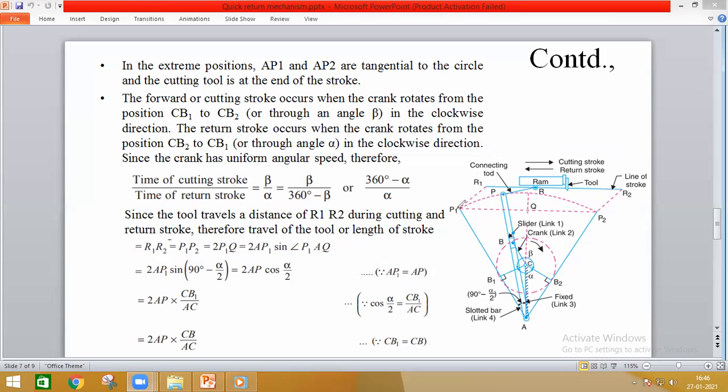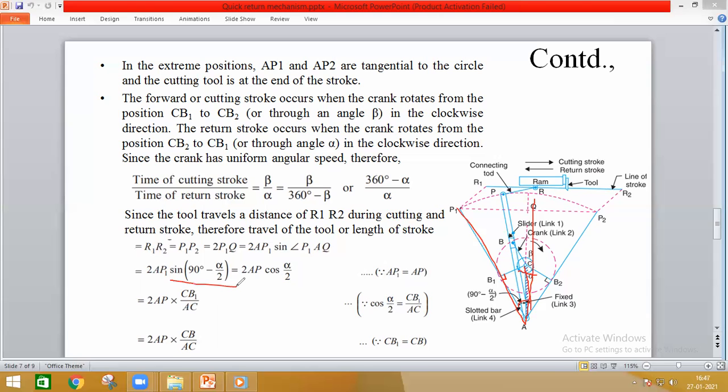So 2AP1, this is the AP1, 2 into AP1 into sine angle P1AQ. So this is the angle P1AQ. Okay, so we know that this angle is alpha. So this angle is 90 degrees, so this angle will be 90 degrees minus alpha by 2, because the alpha angle is bisected here. If it is 90 degrees, then this would be 90 degrees minus alpha by 2.